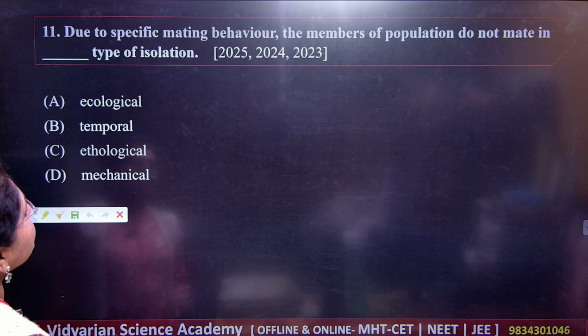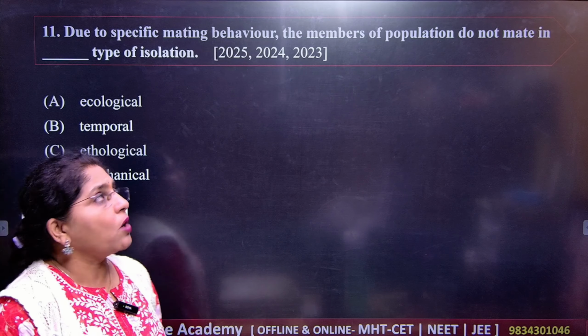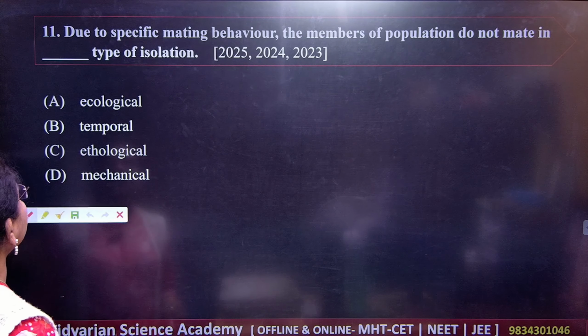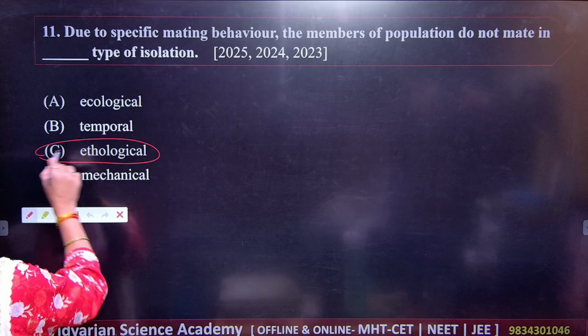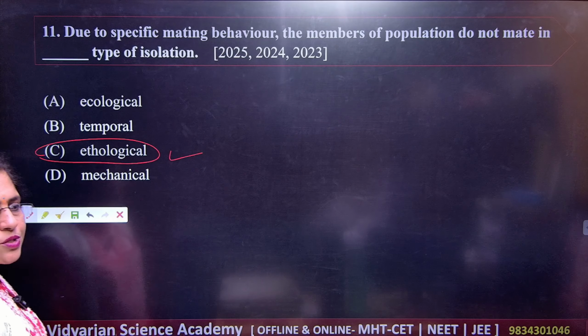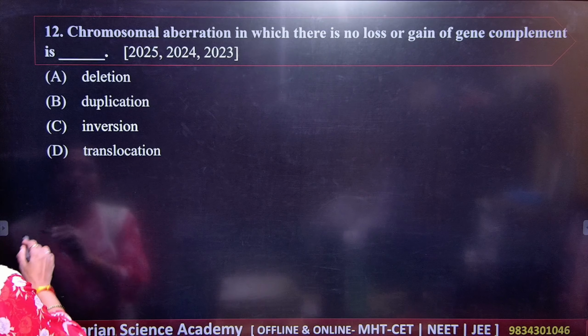Next, due to the specific mating behavior, the members of the population do not mate in dash type of isolation. So what do you think here? They will not mate here in the ethological one. Okay. So please remember this. Okay. So this is the correct answer.